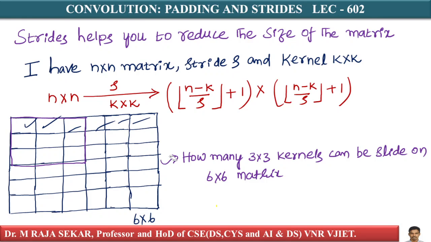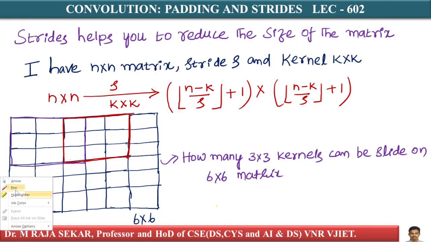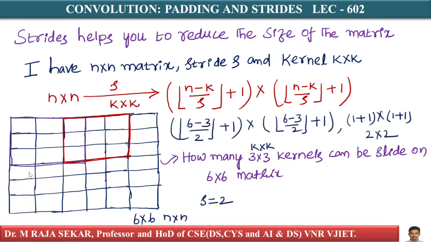Let's assume you have a 6 by 6 matrix and stride length equal to 2, and the kernel is 3. What do we get here? I am simplifying these things. My n is 6, that's why I am substituting n equals 6. What is my k? K cross k kernel means k equal to 3. My stride size s equal to 2.